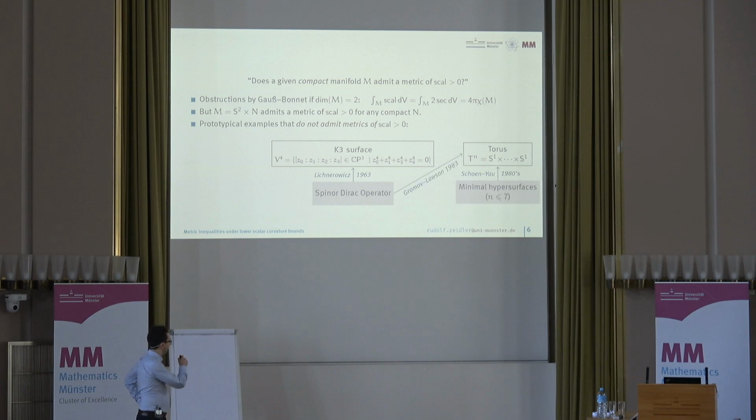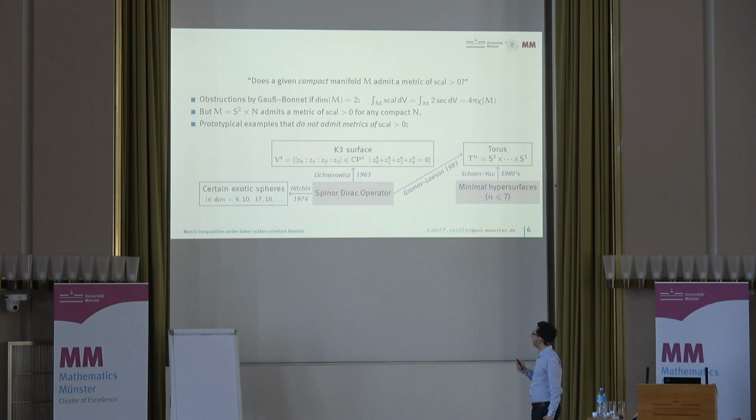A little bit later, Gromov and Lawson actually used a variation of this Dirac operator technique to also treat the case of the torus in all dimensions. And in between, there were also a few other examples which are quite interesting. Namely, it turns out that certain exotic spheres in certain dimensions do not support positive scalar curvature.